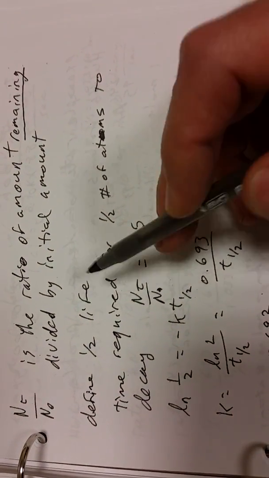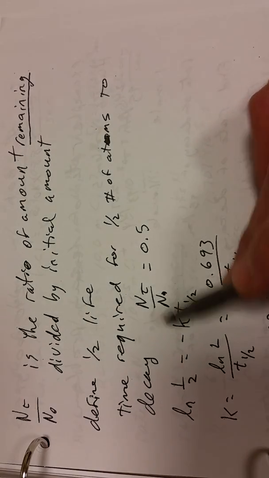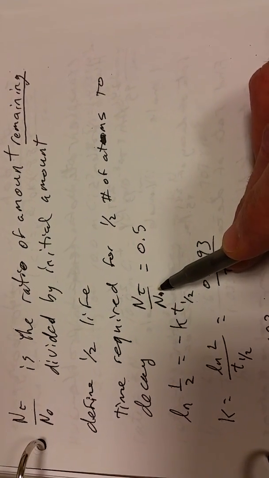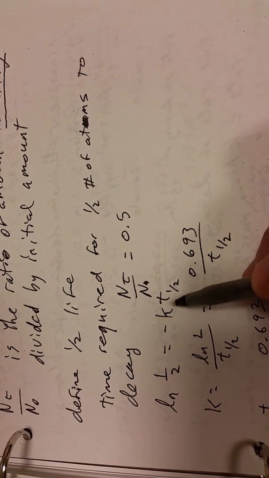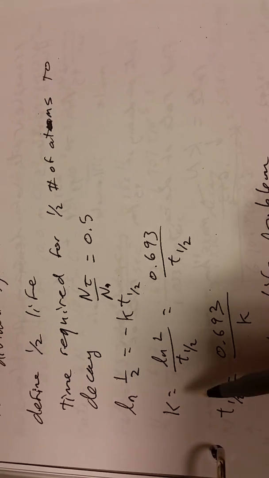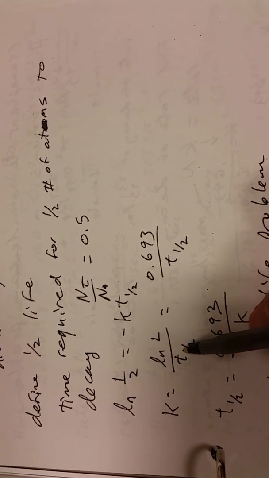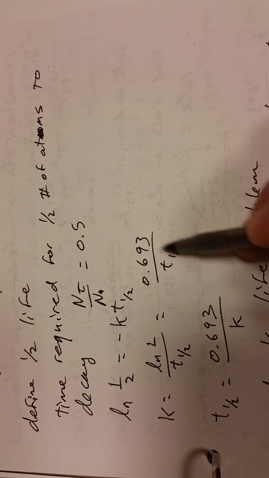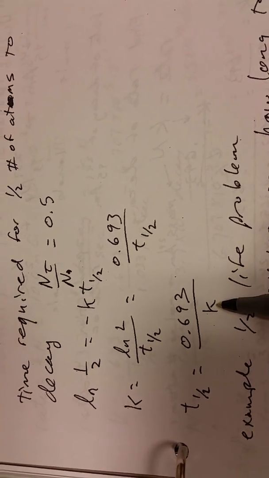Okay, half-life of something is the time required for half of the number of atoms to decay. So therefore Nt over N0 equals 0.5. And if we stick that into our equation, we get natural log of 1/2 equals minus kt. Now this is the time it takes for half to decay, so we call it the half-life. And then you simplify by saying that k equals ln of 2 over t1/2 equals 0.693 over t1/2, and then t1/2 equals 0.693 over k.